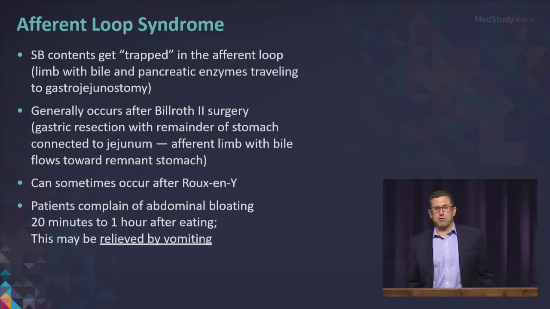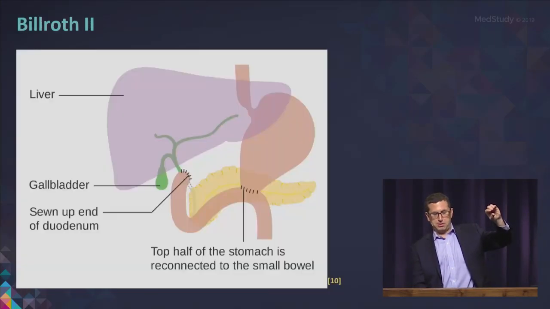And then finally, there's afferent loop syndrome. So in this case, what happens is you get small bowel contents that are trapped in what's called the afferent loop after surgery. So the afferent loop is, and I have a picture of this, maybe I'll skip to the picture. This is the afferent loop. So here is the stomach. Here is the liver and the biliary tree. And then this is what's called the afferent loop. It's going towards the stomach.